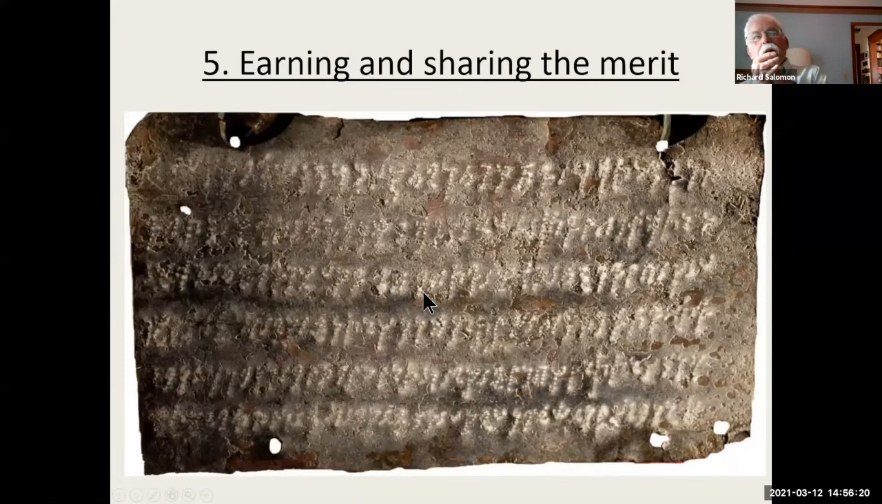The fifth topic out of six is earning and sharing the merit. I mentioned before that the donors always show great concern for the benefit, the karmic reward of the act of donating a relic, a reliquary, not only the reward for themselves, but for others.